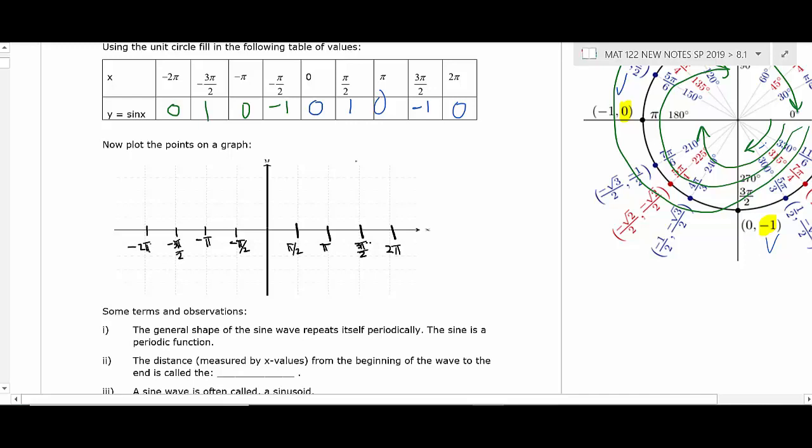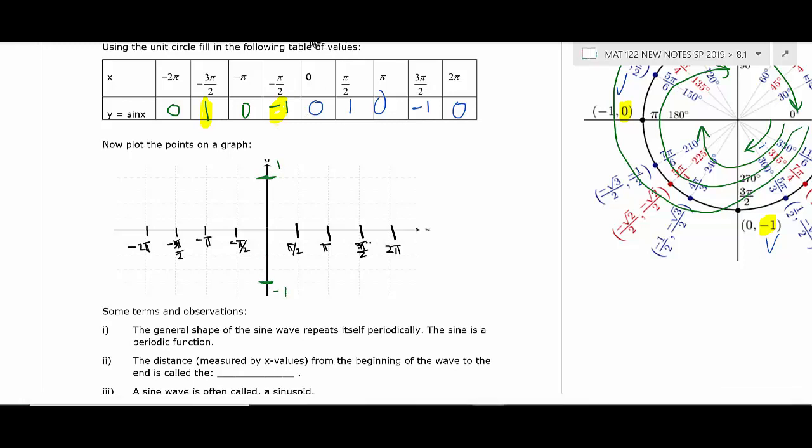Notice that the biggest y value is 1. That's your maximum. The minimum y value is negative 1. So I'm going to go all the way up 1, 2, 3, 4. I'm going to call that 1. And then I'm going to go down the same way to negative 1, so 1, 2, 3, 4. Just spread it out a little bit so it's nice and readable.